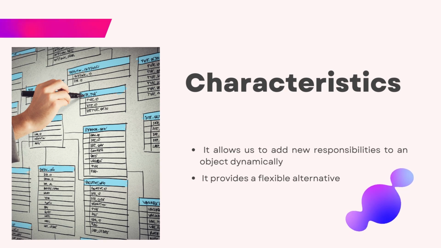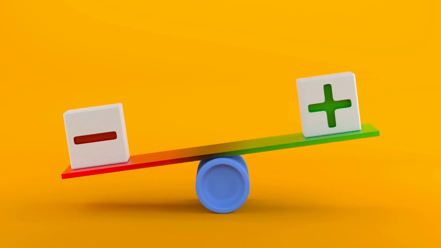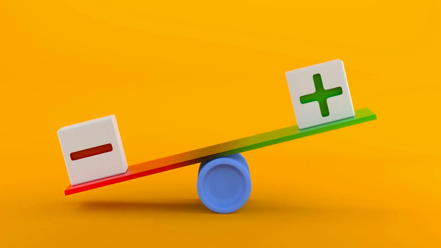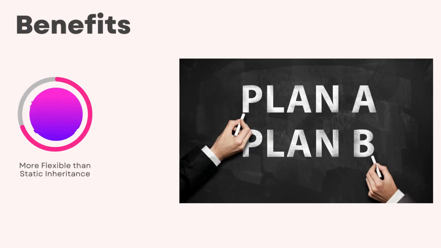Let's talk about the benefits and also the drawbacks. Like a beautifully decorated Christmas tree, the decorator pattern comes with its pros and also cons. First, more flexible than static inheritance. The decorator pattern provides a more flexible way to add responsibilities to objects than can be had with static compile-time inheritance, similar to how you can easily change the decorations on a tree.